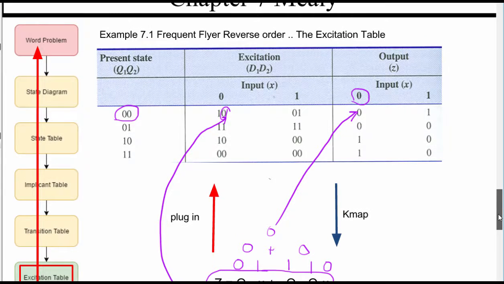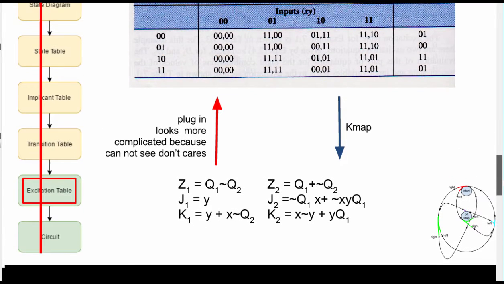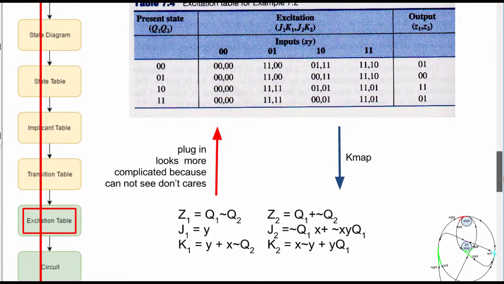So let's look at the excitation table of Mealy, the Mealy example 2. It has 6 equations. It has 2 outputs, Z1 and Z2. It's a little bit simpler though. Let's just check out J. J right here just equals Y.